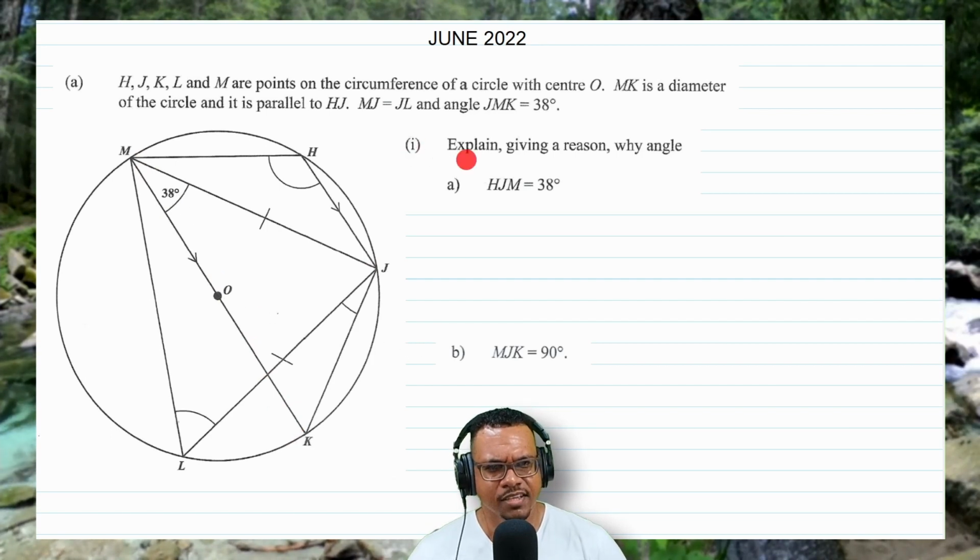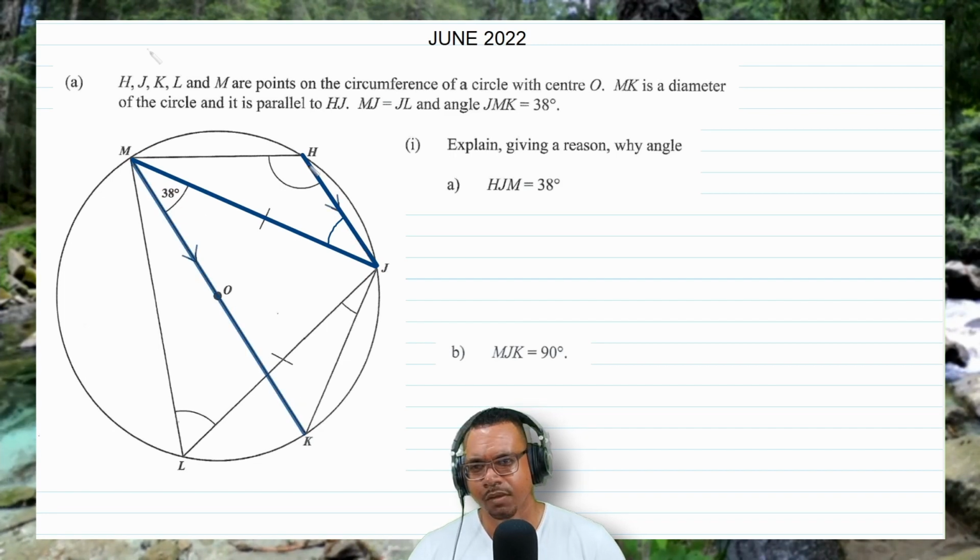Now they want us for part 1 to explain, giving a reason, why angle HJM is 38 degrees. So let's locate where angle HJM is. So H to J to M. Alright, so here I have it highlighted in blue. They want to know why this angle here is 38 degrees. Now remember this side HJ is parallel to the diameter here. And if you look at this, we have a Z with parallel lines. So these two angles will be alternate angles. I just highlighted the Z here so that these two will be alternate angles. That's why this angle is equal to 38 degrees.